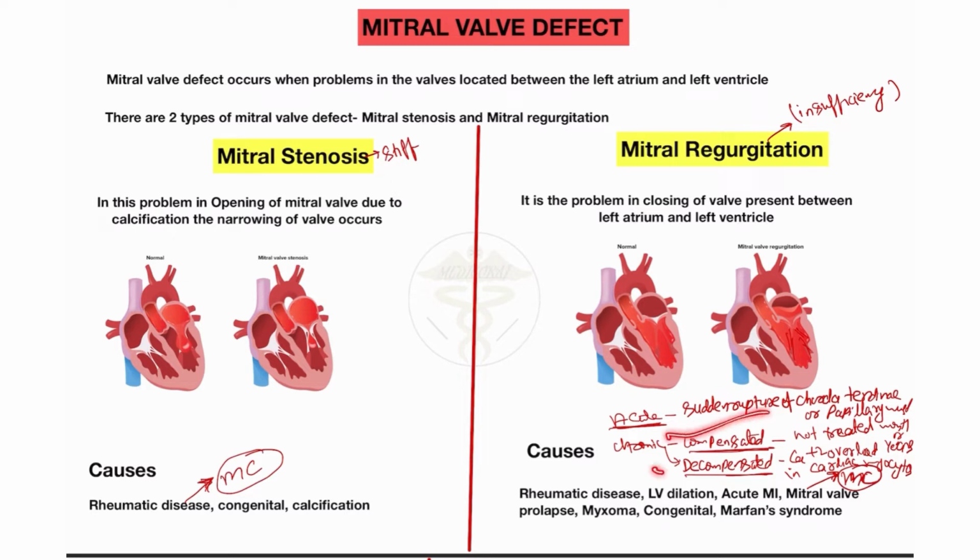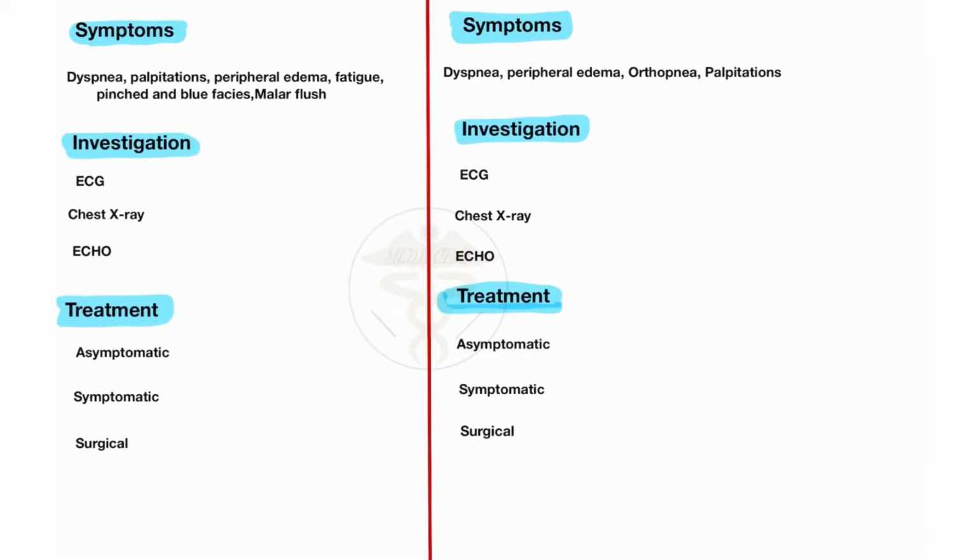And chronic is of two types, compensated and decompensated. Compensated chronic form occurs mostly when the acute form is not medicated or takes a long time, like months and years, then it converts into the chronic compensated form. And the decompensated form occurs when calcium overload occurs in the cardiac myocyte, so it is the decompensated chronic type of mitral regurgitation. So these are the causes of mitral regurgitation. The most common cause is mitral valve prolapse, but in mitral stenosis the most common cause is rheumatic disease. Symptoms of mitral stenosis.